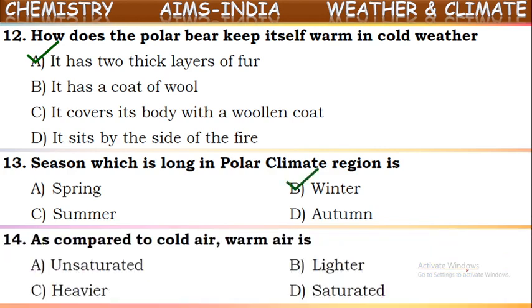Next, as compared to cold air, warm air is. So what is the comparison between cold air and warm air? We know cold air is heavier than warm air. So warm air is somewhat lighter than cold air, so it moves up. When the sun shines brighter, the air in that particular area gets warm. It becomes hot, so hot air will be lighter in weight. So it moves up. Okay, lighter. Warm air is lighter than cold air.